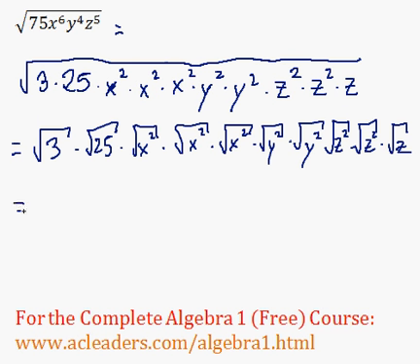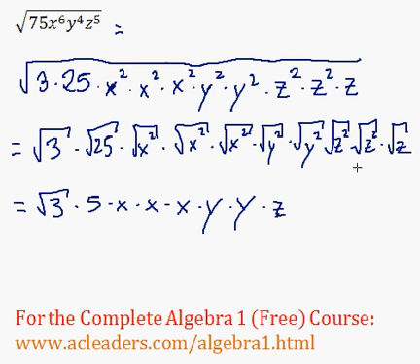Wow. Okay, so root 3 we can't do anything to. We just leave it like that. Now the root 25 is just 5. The root of x squared, of course, is just x. The root of x squared again is x. Same thing over here. The root of y squared is just y. The root of another y squared is just y again. Then we have another z over here. One more z. And a root of z.